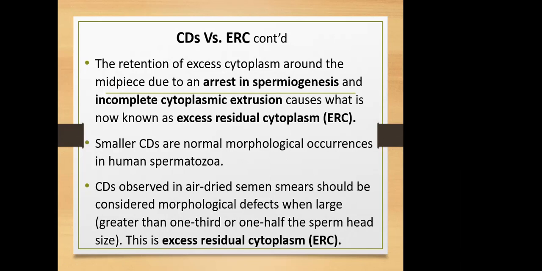Now, if there's a problem with the extrusion, you are going to have a lot of the cytoplasm still remaining, and that will hang on the neck of the sperm cell to cause excess cytoplasmic residue, or excess residual cytoplasm, whichever. In that case, you can attribute ERC to an arrest in spermiogenesis, not spermatogenesis.